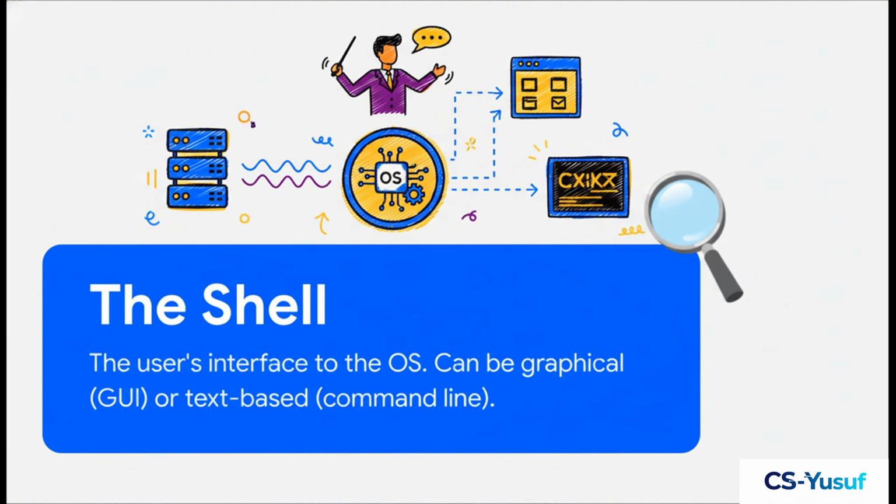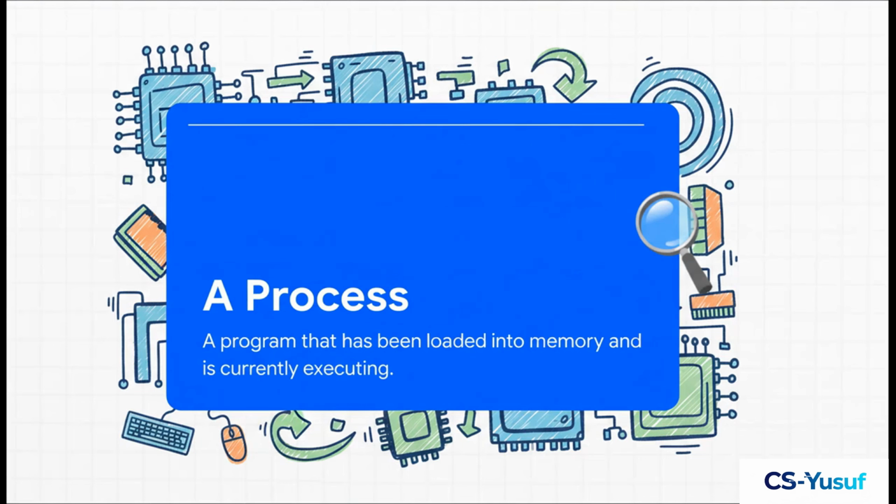Okay, so if the kernel is the deep down core, how do we talk to it? Well, that's where the shell comes in. The shell is simply the user interface. It could be the graphical one you're used to with all the icons and windows. That's a GUI. Or it could be a text-based command line. Either way, you give a command to the shell, and the shell passes it along to the kernel to get the job done.